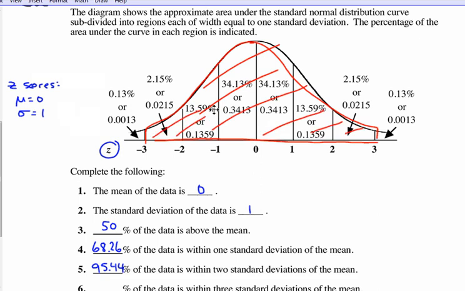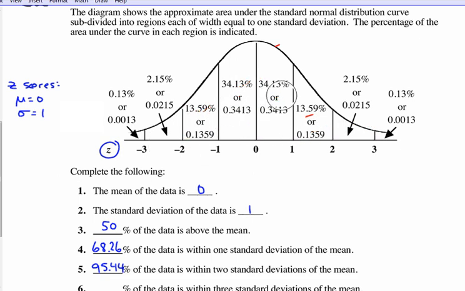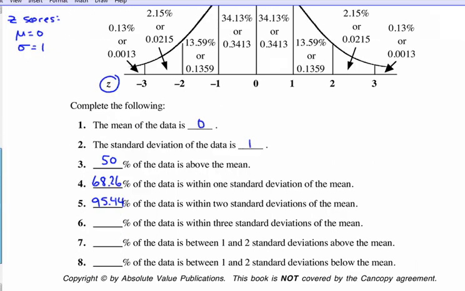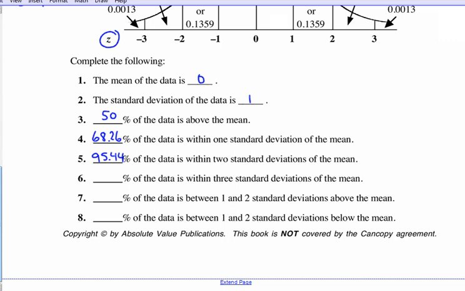So we want to add those values together. Grab your calculator. So there's 2.15% times 2 plus 13.59% times 2 plus 34.13 times 2, because there's two of them. So 99.74% of the data is within three standard deviations of the mean.